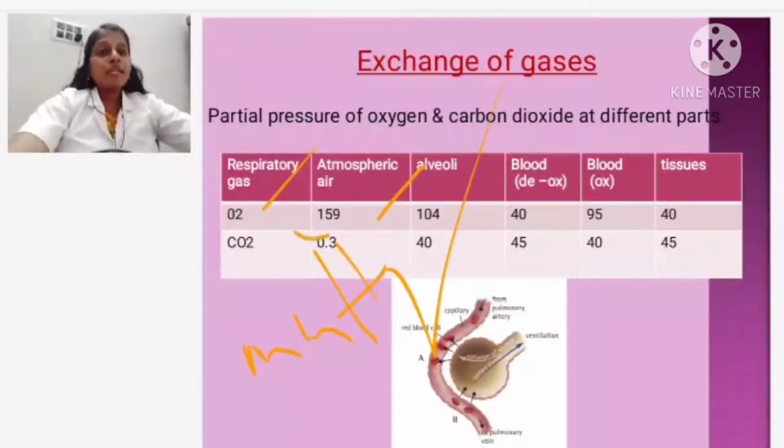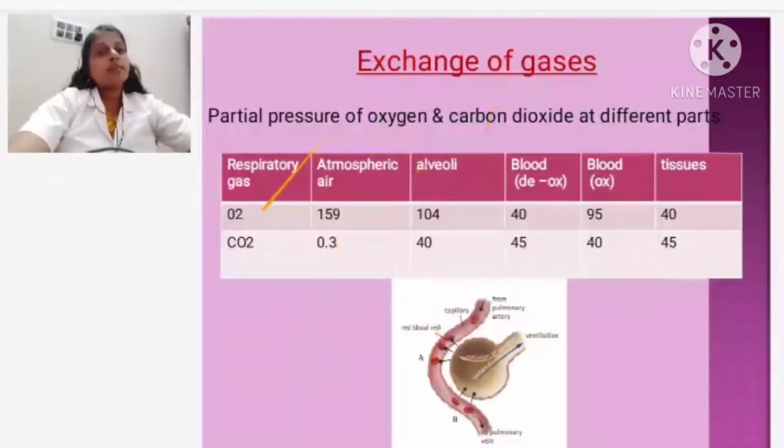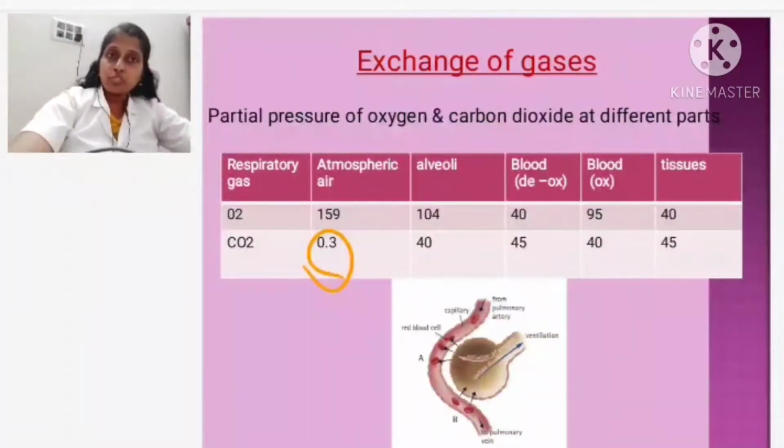So, 159 mmHg is the pressure with which the oxygen is getting into the lungs. So, what is the pressure of oxygen in the atmospheric air? It is around 159 mmHg. But at the same time, carbon dioxide is present very little. How much is it? It is only 0.3 mmHg, that much pressure is only there.